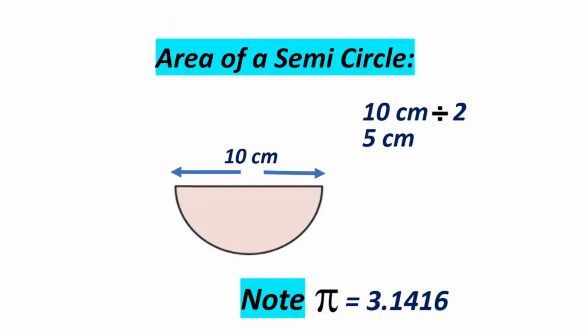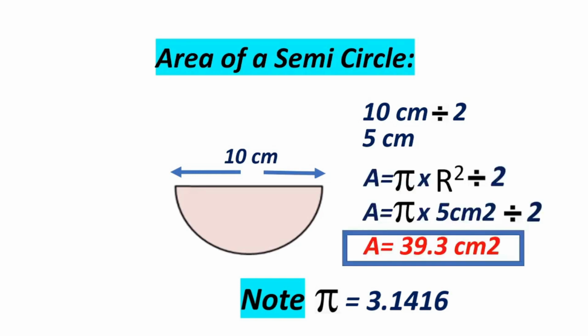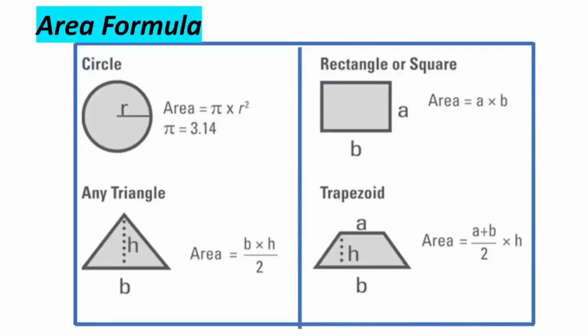Our next example is area of a semicircle. The diameter is 10 centimeters divided by 2 equals 5 centimeters. By using the formula, A equals πr squared divided by 2. Area equals π times 5 centimeters squared divided by 2. Area equals 39.3 centimeters squared. Please look here for your additional reference.